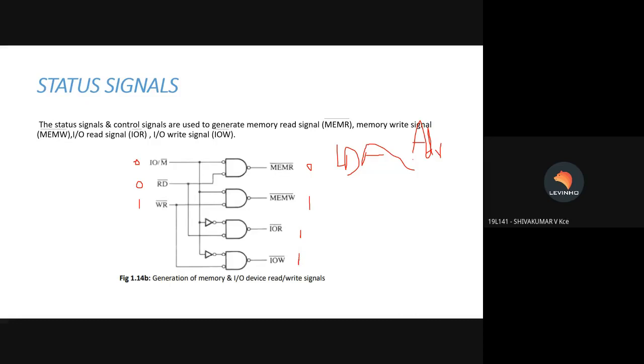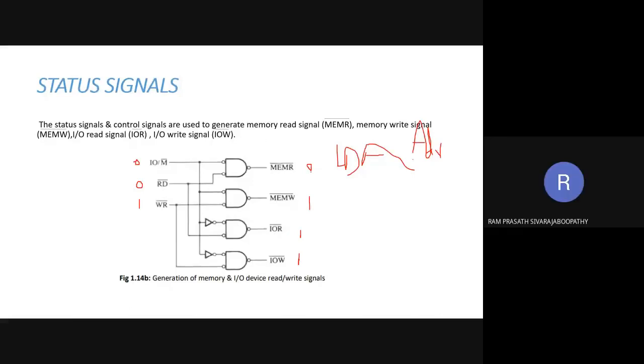During the read operation, read signal is 0 and we are fetching the memory, so IO/M bar remains 0. We are not performing the write operation, so the write signal is 1. During the read operation, we are going to read the data from the memory, so memory write bar gets low. We are not going to perform all these other operations, so they remain as 1.